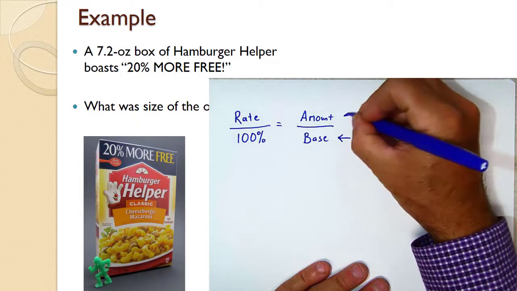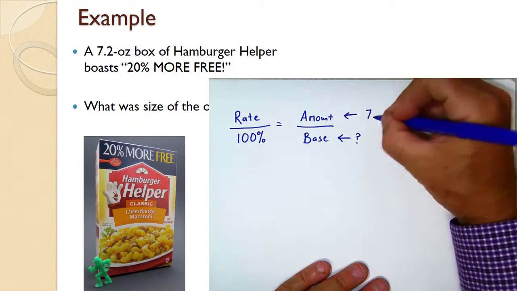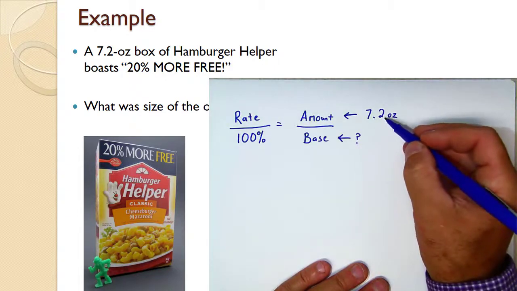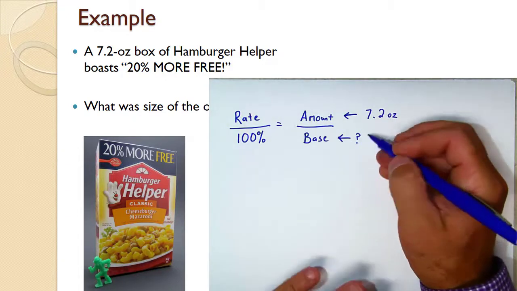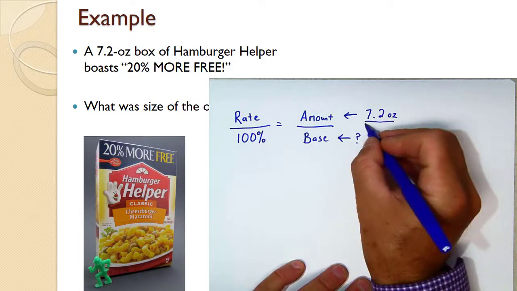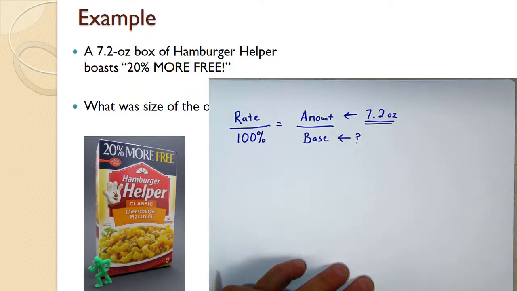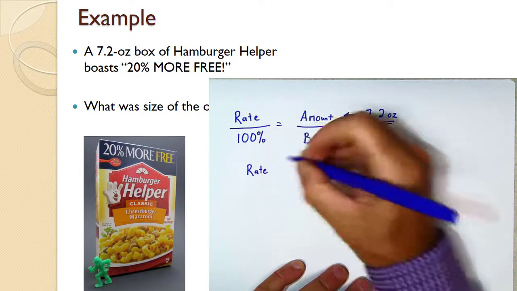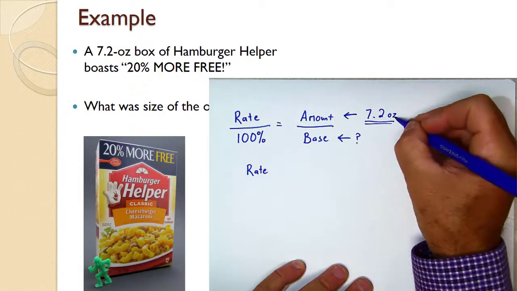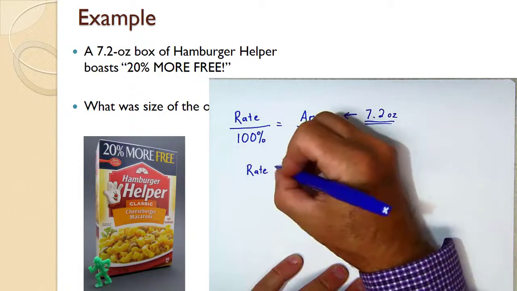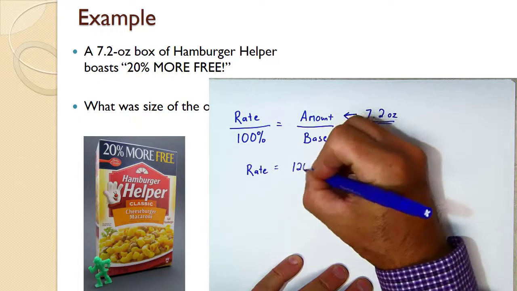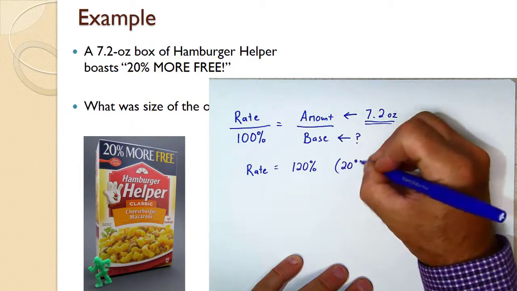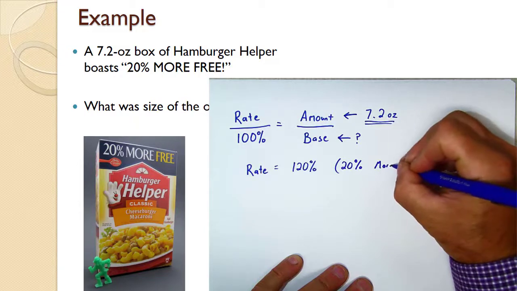We do know what we ended with. The amount that we had when we were done was 7.2 ounces. Be careful because it's tempting to say 7.2 ounces was your base, but it's not. That's not what we started with, and so it can't be the base. Now the rate. What would our rate be? Well, that 7.2 ounces is all of the original size plus the extra. Our rate is 120% because it is 20% more than it was.